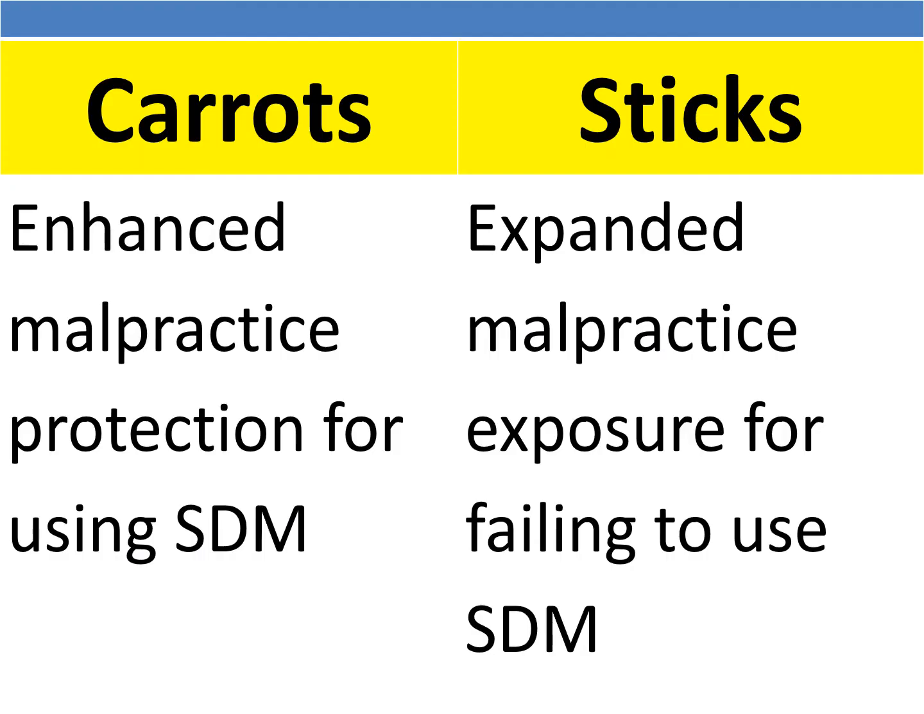So we could have both carrots and sticks. Another way to say shields and swords, carrots and sticks. Carrots to get the horse to go, and we provide enhanced malpractice protection for using shared decision-making and patient decision aids, so that Washington has taken a carrot approach. And I've suggested that perhaps Texas might consider taking a stick approach, that's another way to get the horse to go, which is to hit it with a stick. And that would be expanded malpractice exposure for failing to use shared decision-making and patient decision aids.